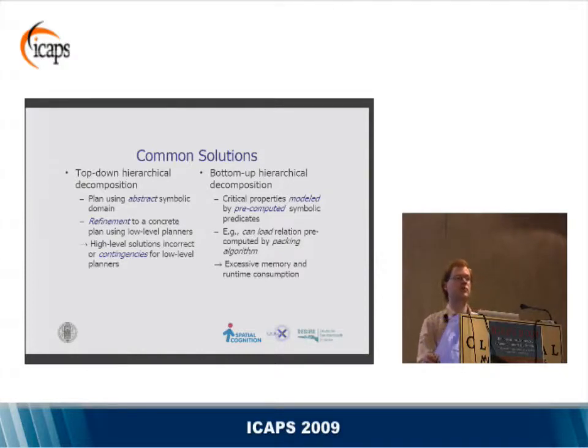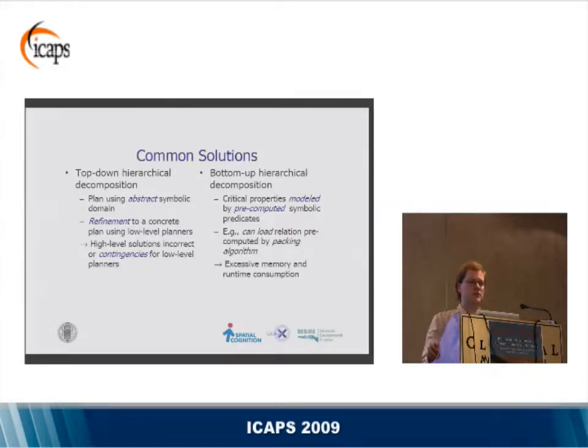The other way would be to use a bottom-up decomposition. So basically, you just look at what the critical things are and pre-calculate those, and then you can use this in a classical planning approach, and you will get correct plans. An example is this can-load relation. In transport, you could just pre-compute this. The problem is quite obvious. You would have a lot of memory and runtime consumption, and the whole point of using a classical planner is not to search through the whole state space.